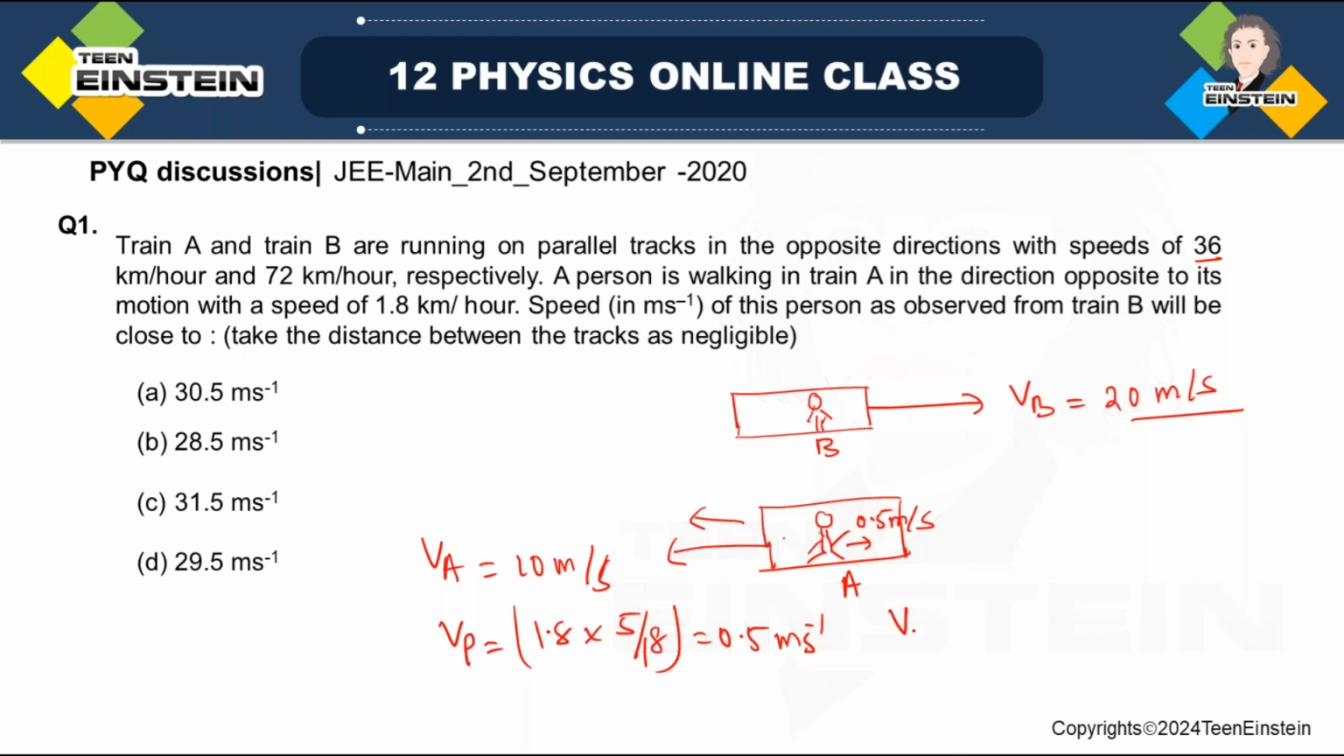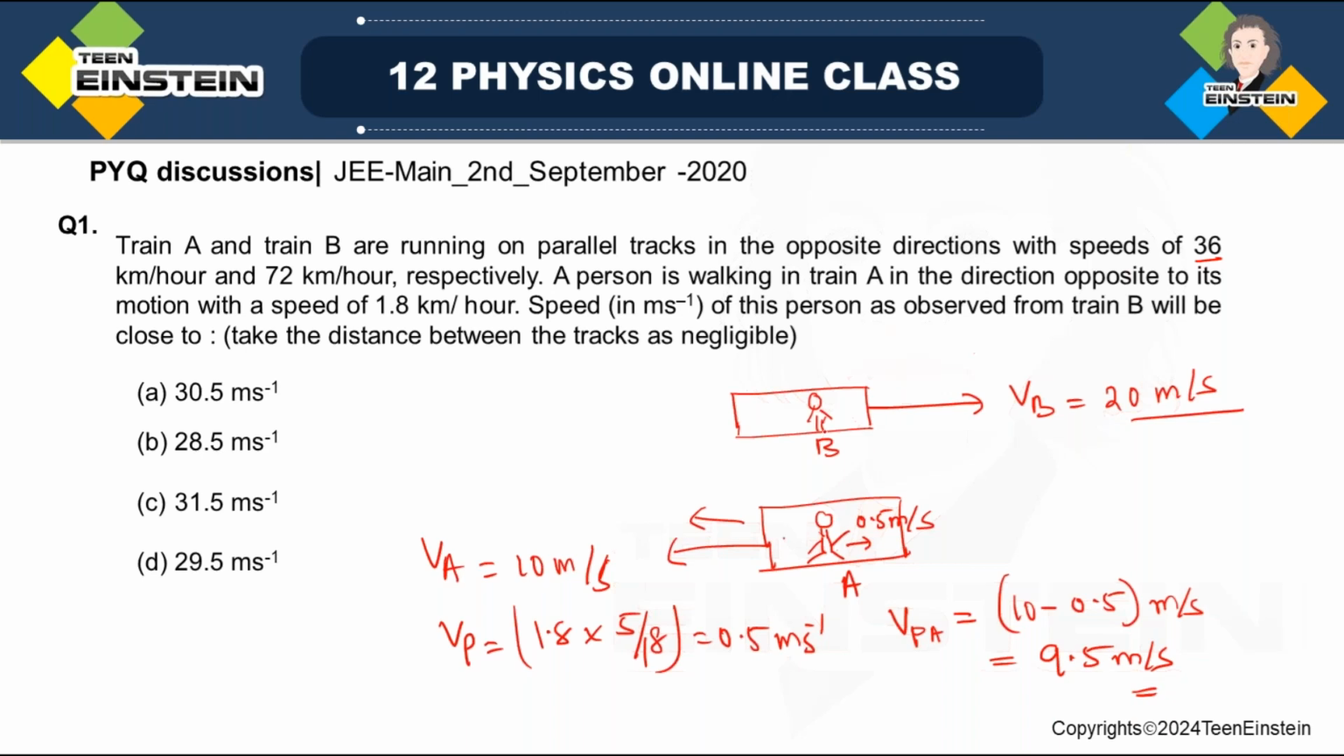So it is the speed of the person with respect to the train, and this will be 10 minus 0.5 meter per second. I hope you are understanding this, because the man is walking in the opposite direction while he is in the train itself.